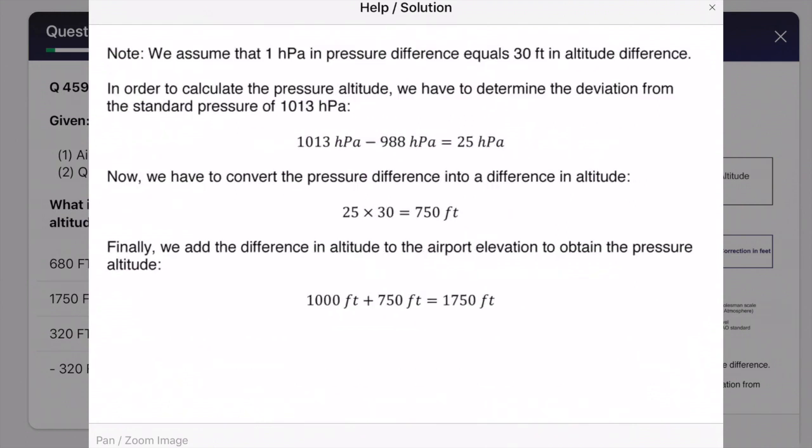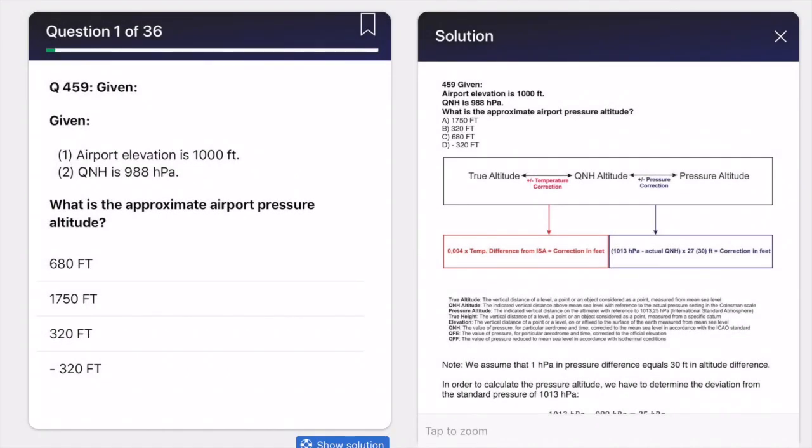Then finally, we add the difference in altitude to the airport elevation to obtain the pressure altitude. Airport elevation is 1000 feet, and then we add 750 feet. This gives us the final result of 1750 feet for the pressure altitude. So let's see if this is also correct. Yes. So then we continue with the next question.